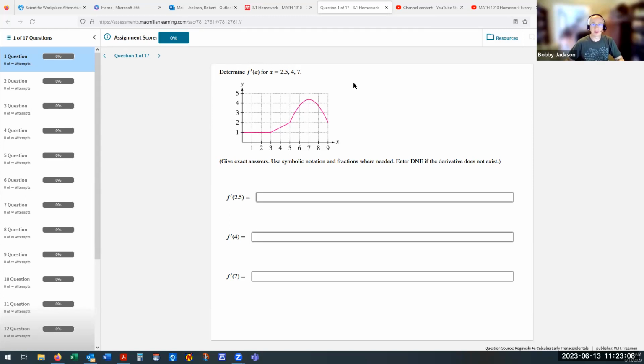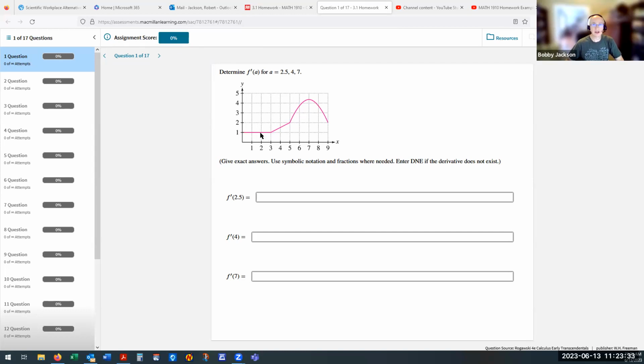The slope meaning the slope of the line that is tangent to the graph at that point. And so let's start with 2.5. So at 2.5, notice the graph on the interval from 0 to 3 is constant. It's a horizontal line. And so anytime we have a line, we know automatically what the slope is. It's just the slope of that line. For horizontal lines, the slope is 0.